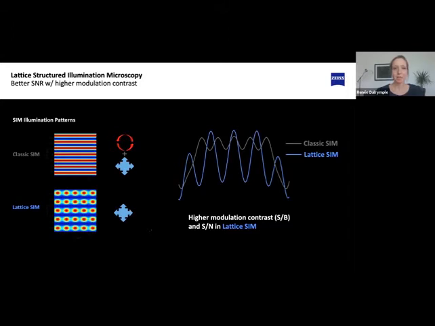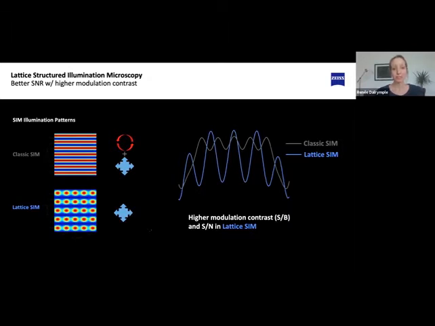Additionally, the pattern affords us better signal to noise in our image and better what we call modulation contrast. You can see that in the graph on the right. If we were to draw a line profile through the stripe pattern and the lattice pattern, and plot the intensity over the line, that's what you see on the right, you can see how much more clear the pattern is with Lattice SIM because of that better modulation contrast.